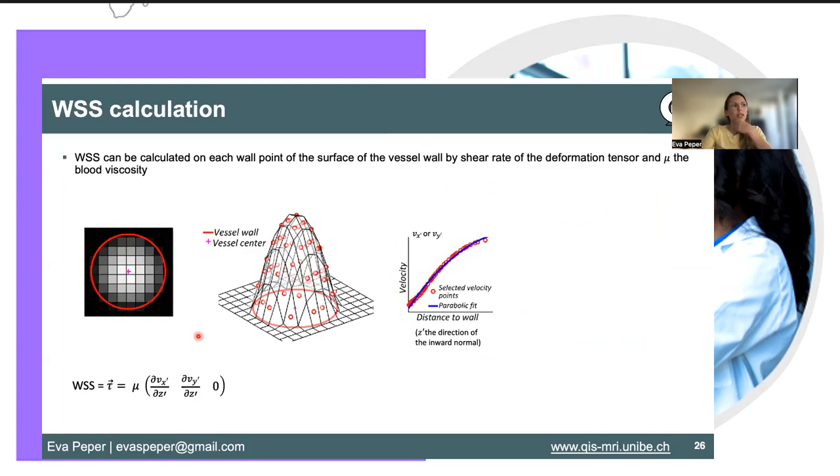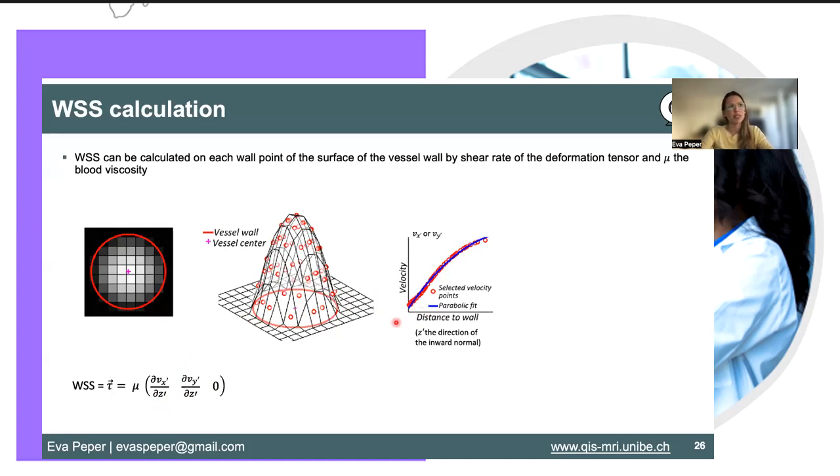So once you have your velocity map, you can here, for example, in the middle, plot your velocity profile through your vessel. This is just a simulation. Your vessel wall is this red circle, and you have velocity going through, which is highest in the center and decreasing toward the outer part, just this parabolic shape that you would expect. Then you can derive the wall shear stress from the derivative of your velocity component by the inward pointing normal on your vessel surface, which is in this case the Z direction.